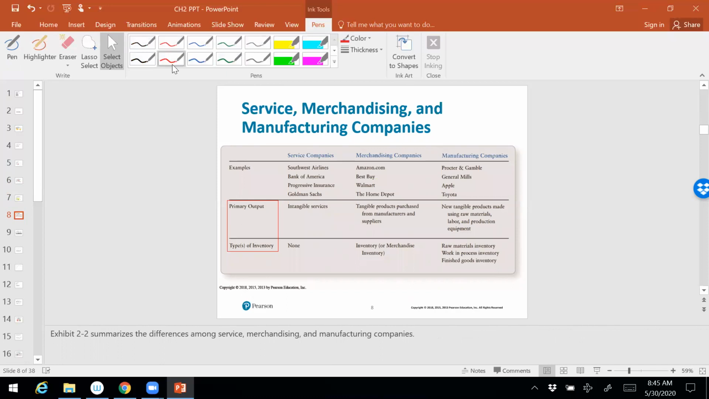As we keep talking, there are many differences, but we focus on inventory. One more time, we summarize together. Service company, basically no inventory. Merchandising, basically just one. And manufacturing has three different types of inventory. This is important. As I say, inventory is a part of your assets, but it will also affect your operating income because once it's sold, it will be cost of goods sold.